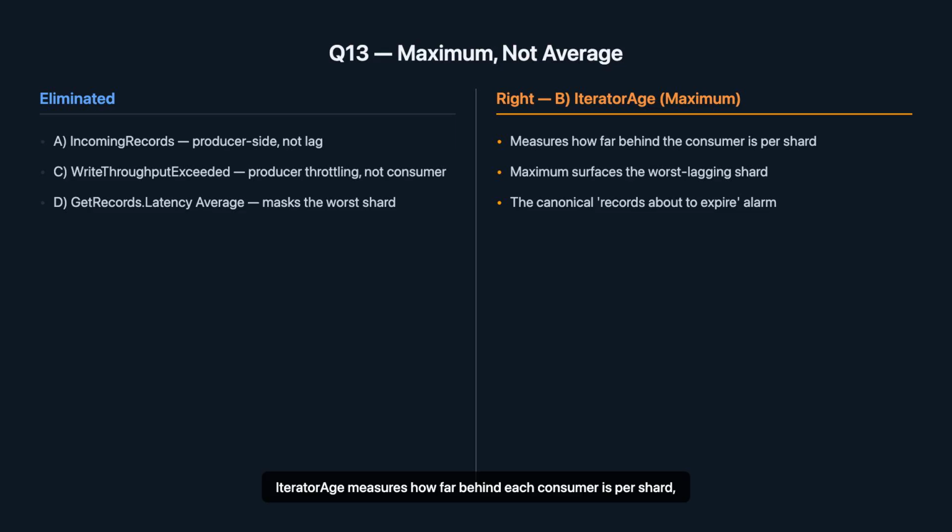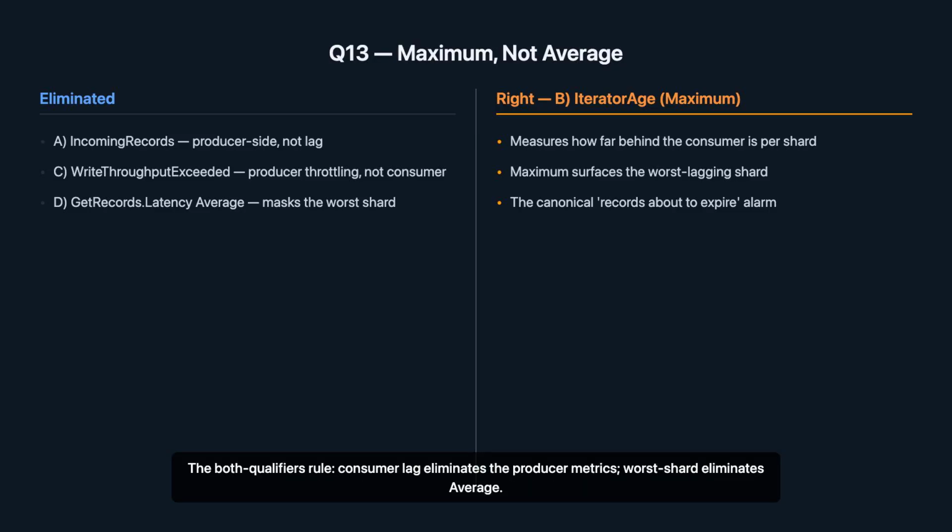IteratorAge measures how far behind each consumer is per shard, and maximum surfaces the worst lagging one. This is the canonical alarm for records about to expire. The both qualifiers rule: consumer lag eliminates the producer metrics, worst shard eliminates average.